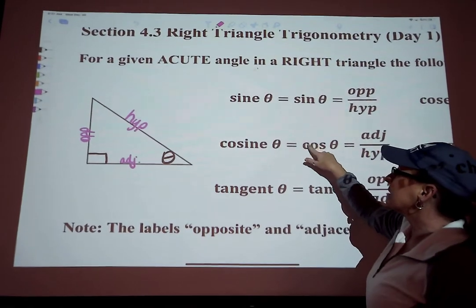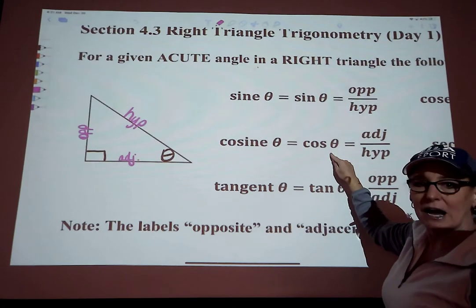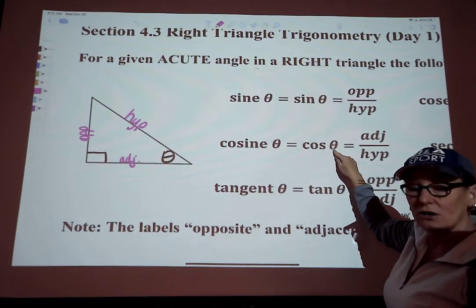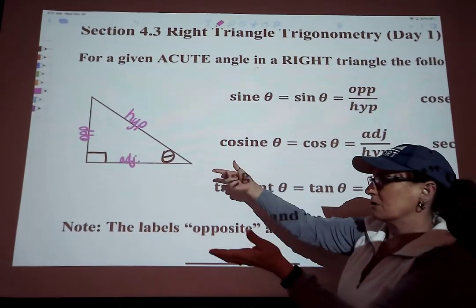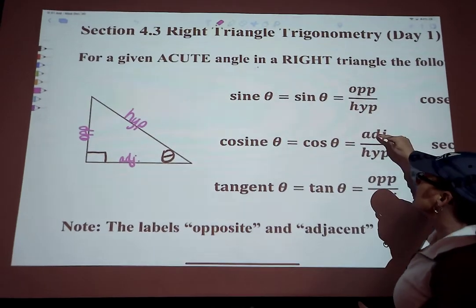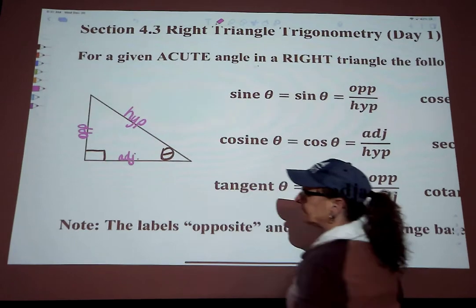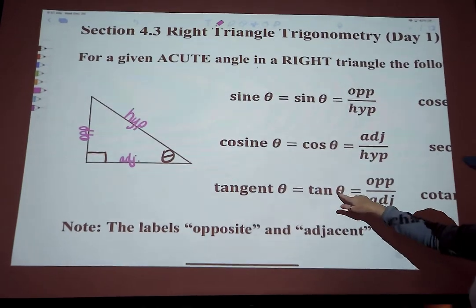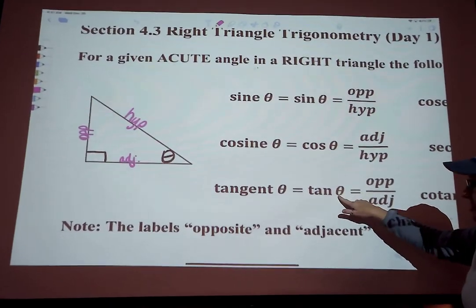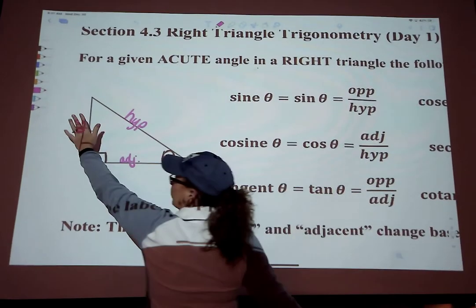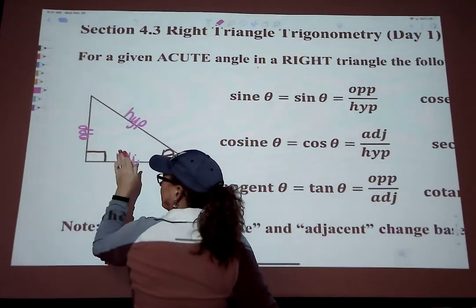Cosine, this is the abbreviation, has to have the angle behind it, either the variable that represents it or the angle measure. We don't know the angle measure, so we're going to use the variable. It's the adjacent over the hypotenuse, this length over this length. And tangent, don't forget the angle has to be behind your abbreviation, opposite over adjacent. This length compared to this length.